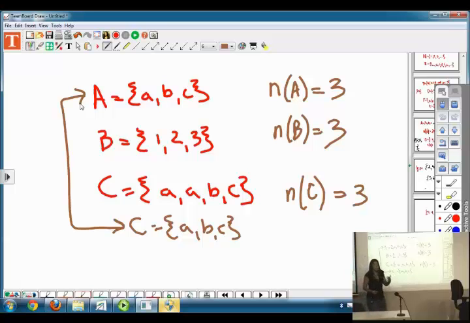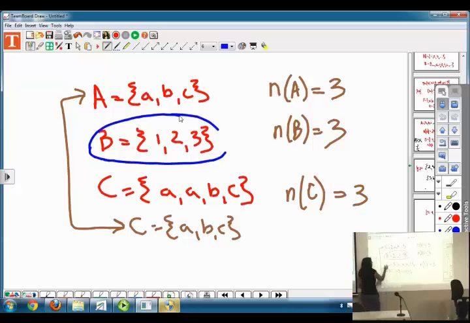Equivalent. Sets that are equivalent mean that they have the same cardinal number. So I can say set B is equivalent to both A and C. They have the same cardinal number. All three of those sets are equivalent to each other because the numbers are the same. The elements don't have to be the same.